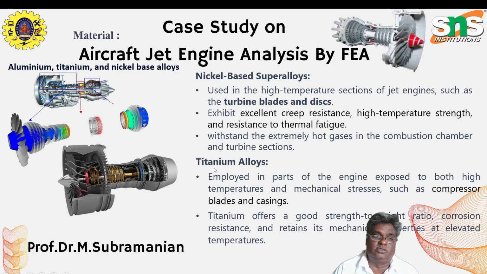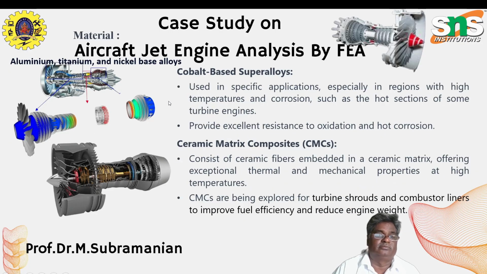Another material used in aircraft jet engines is titanium alloys. It is employed in parts of the engine exposed to both high temperature and mechanical stresses, such as compressor blades and casing. Titanium offers a good strength to weight ratio, corrosion resistance, and retains its mechanical properties at elevated temperatures.